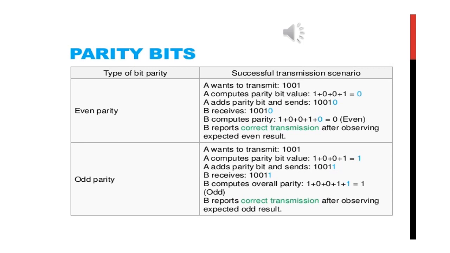So the parity bit now becomes 1. The data to be transmitted after appending the parity bit will become 100011. So this is the actual data being transmitted after appending the parity bit. And on the receiver side, B computes again the overall parity of the data being received, and if the data being received has an odd number of ones, then B reports correct transmission, else B reports an error.